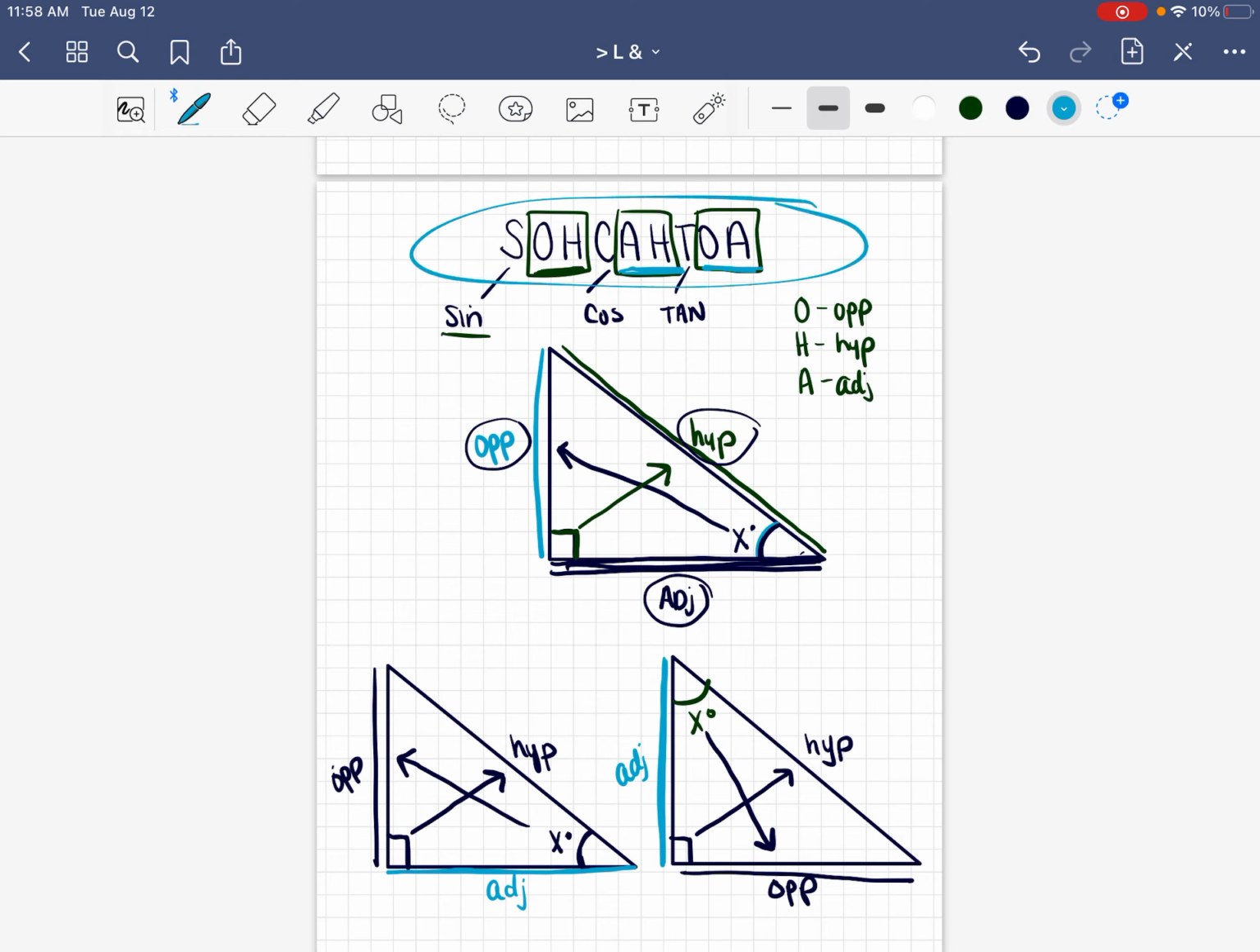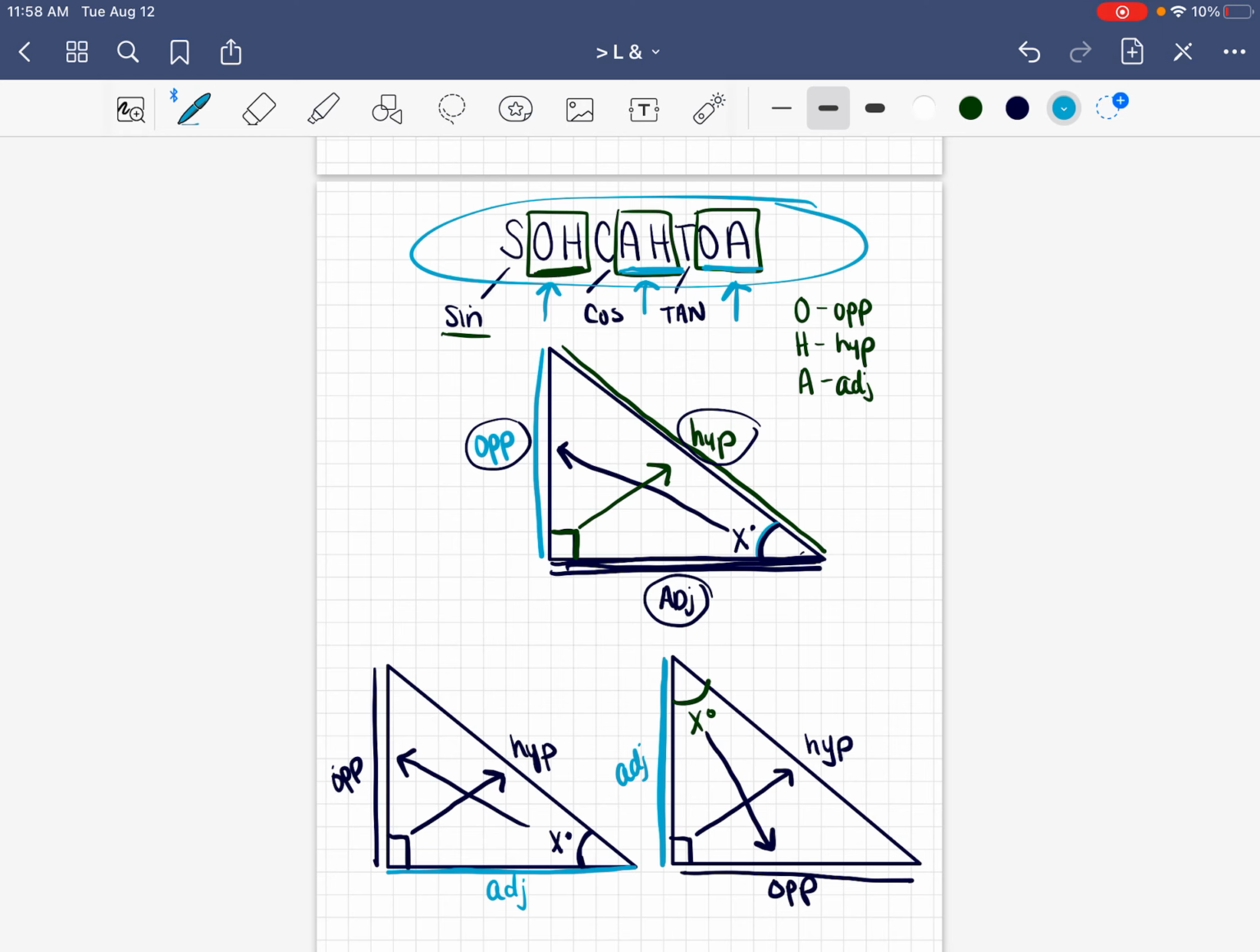SOHCAHTOA is just a way for you to remember whether you're using sine, cosine, or tangent. The letters next to the sine, cosine, and tangent identify what sides you need. So for sine, you need the opposite and hypotenuse. Cosine, you need adjacent and hypotenuse. And the tangent, you need opposite and adjacent.